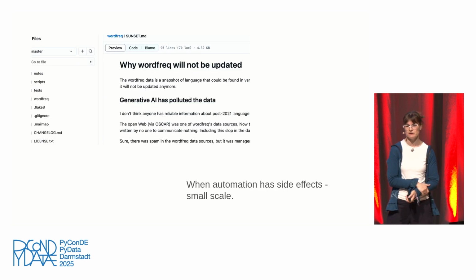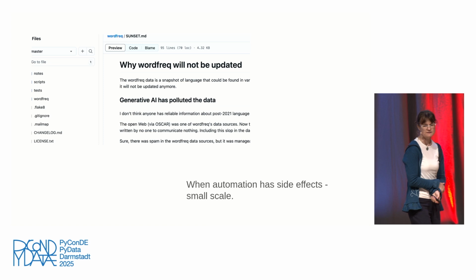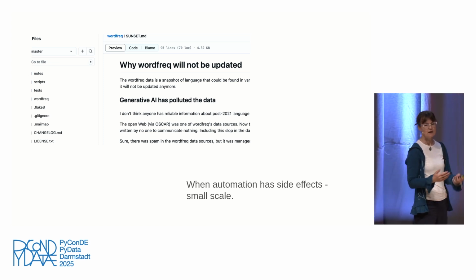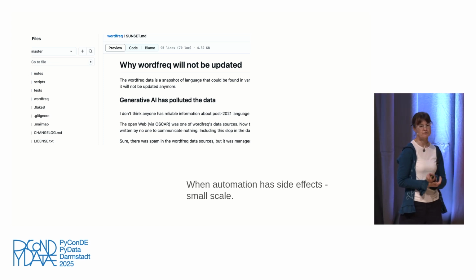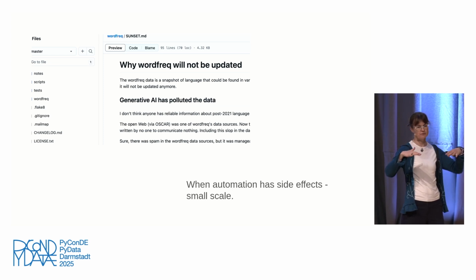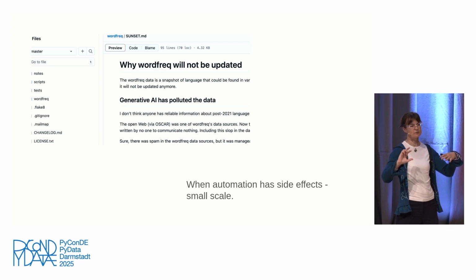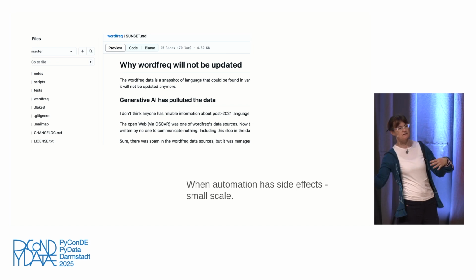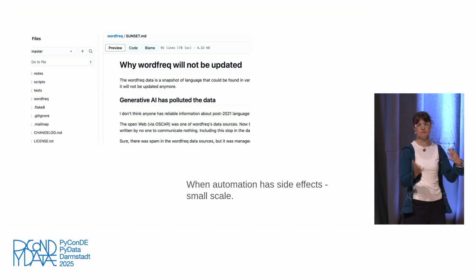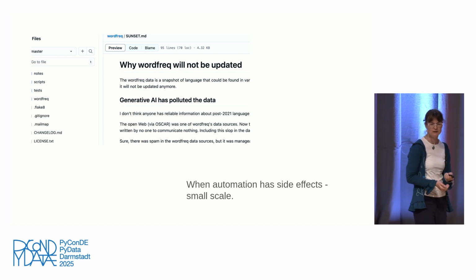A very trivial one. When automation has side effects at large scale, there was a project called WordFreq, which crawled the internet in order to create statistics on how often people use certain words. These distributions after publishing LLMs and ChatGPT were no longer trustworthy. So they had to shut down, because what they were replicating was the distributions that LLMs were outputting instead of what's really out there for human language.